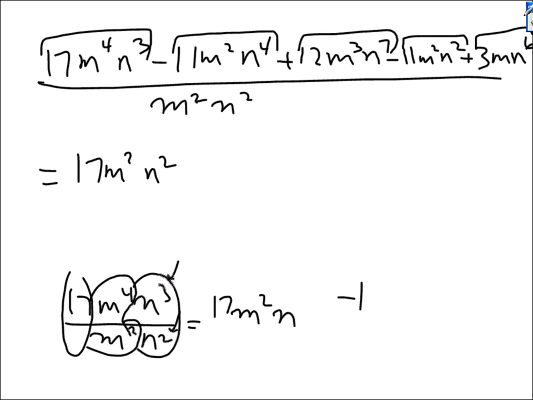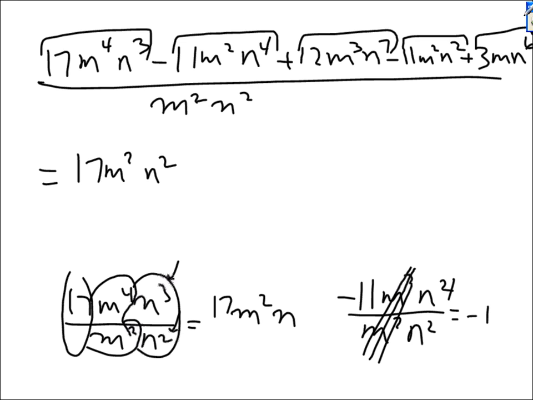Now you have minus 11 m squared n squared divided by m squared n squared, and there's a typo, the top is n to the 4th. Well, the m squared certainly cancel out. So you do get the negative 11, and when it comes to n to the 4th over n squared, 4 minus 2 is 2. So you get minus 11n squared.